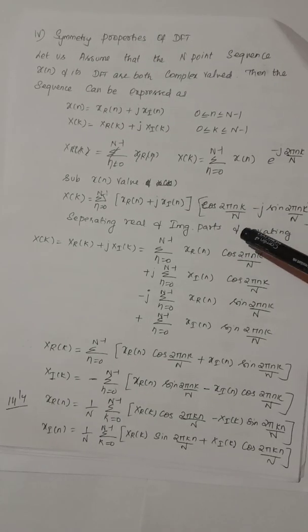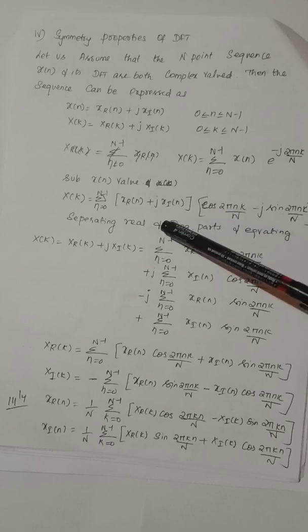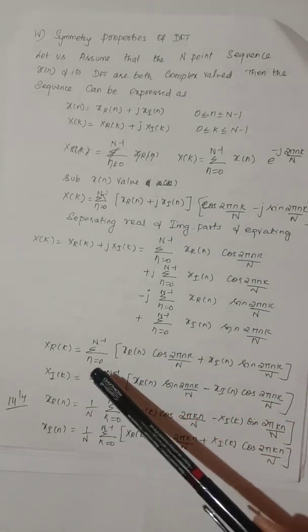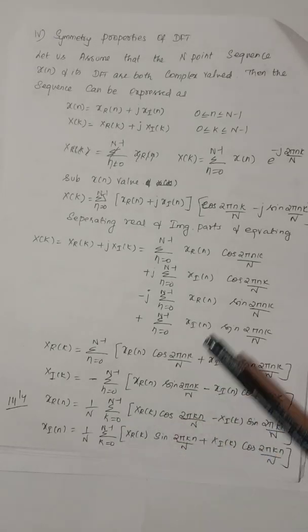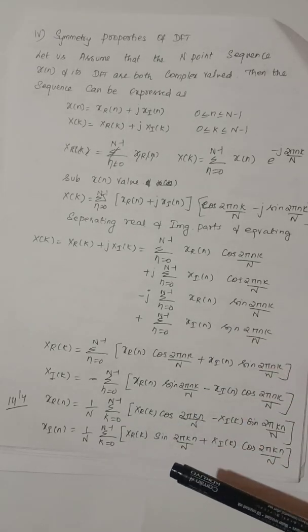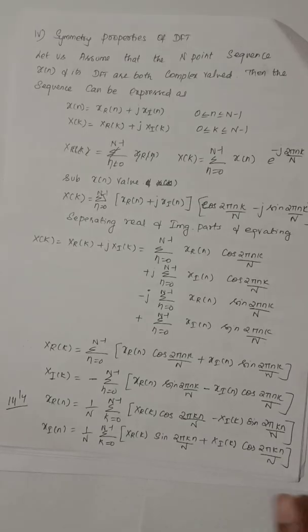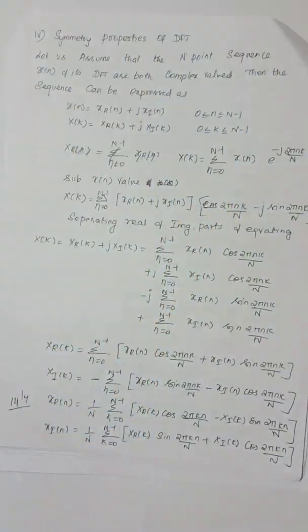Similarly here, cos 2 pi nk by n minus j sin 2 pi kn by n. When you multiply and split the real part and imaginary part, you will get these answers, right? You can check whether you get these answers or not. Next we will see the real value sequence.